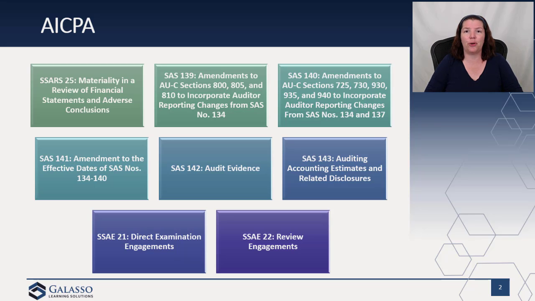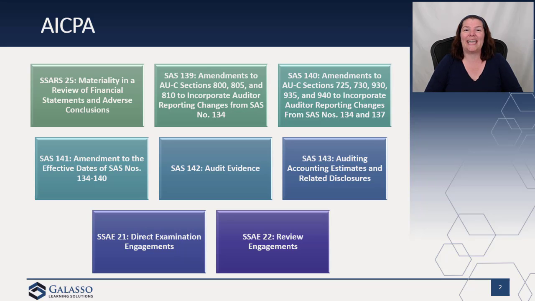So SAS 134 through 140 are intended to be adopted together. They really are designed as a suite of standards. And so you really can't adopt 134, for example, without adopting 138. And you can't adopt 136 without adopting 138. And there's just a lot of interaction. And so they're intended to be adopted together.